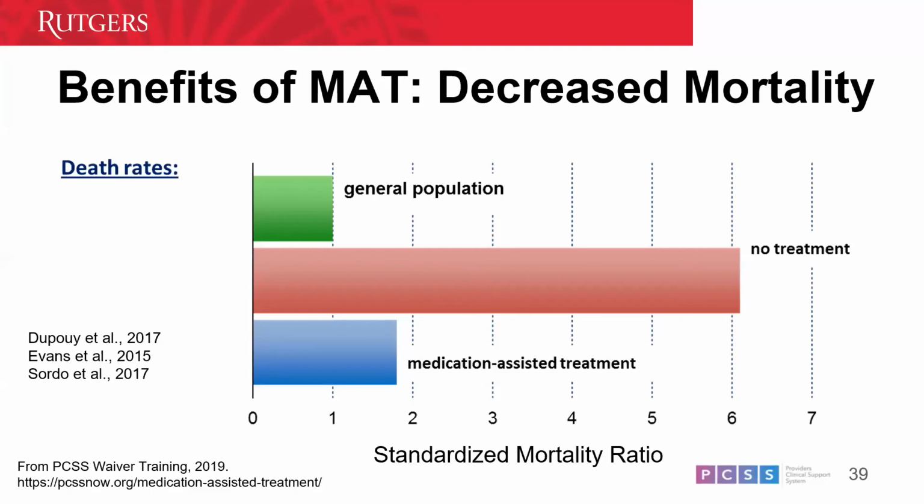Now, not only is medication-assisted treatment effective, but it also saves lives. Patients out of treatment died at about 6 times the rate of people in the general population. However, those in medication-assisted treatment with methadone brought this to less than 2 times. Retention in methadone and buprenorphine treatment is associated with substantial reductions in the risk for all-cause and overdose mortality in people that are dependent on opioids.